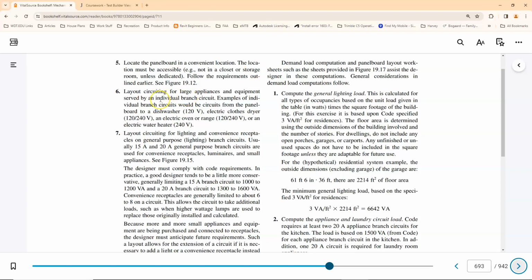And then finally, we're just going to run the circuits to all of these things. And we want to make sure that we're thinking through how we're going to divide the circuits up. For example, in a lot of cases, the most economical way to run your wiring is to group your circuits by area. So in other words, in a bedroom, you might run the lights and the outlets and anything else in that area off of the same circuit.